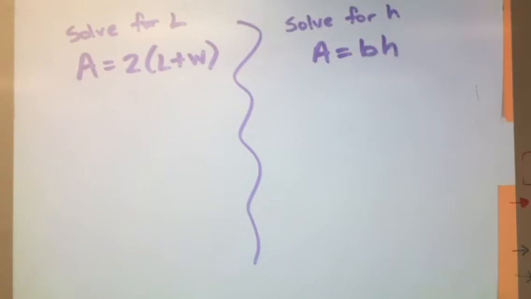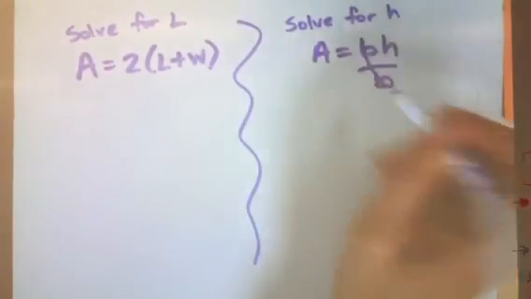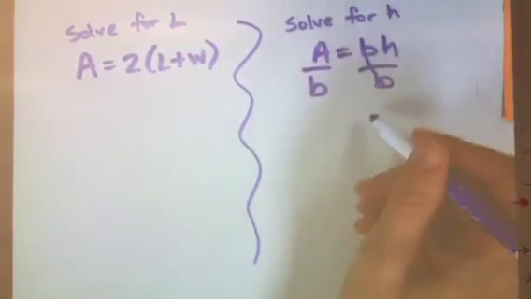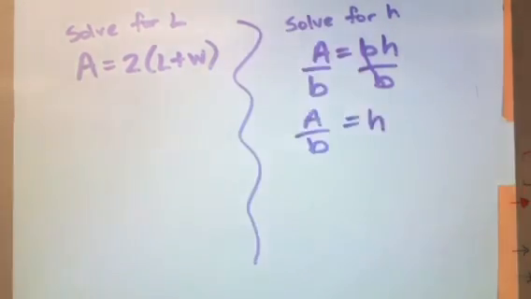The one on the right, there is one step to solve for h. So we are trying to isolate h using inverse operations. Since h is being multiplied by b, I'm going to divide by b on both sides of the equal sign and find that h is equal to a divided by b.